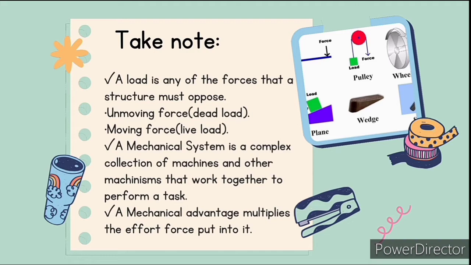Another thing we need to take note of is the meaning of a mechanical system. Now, a mechanical system is a complex collection of machines. So when you have many simple machines put together, what you have is what? A mechanical system, and they work together to perform a task. Another thing you need to take note of is the meaning of a mechanical advantage. Now, a mechanical advantage multiplies the effort force put into it.